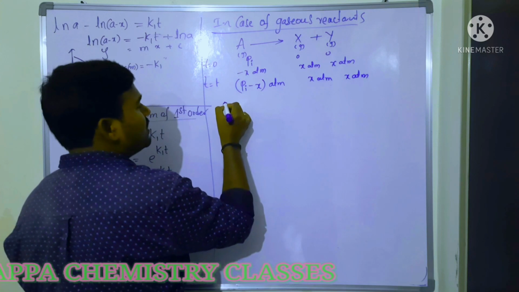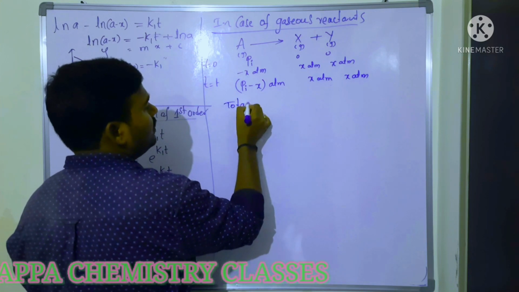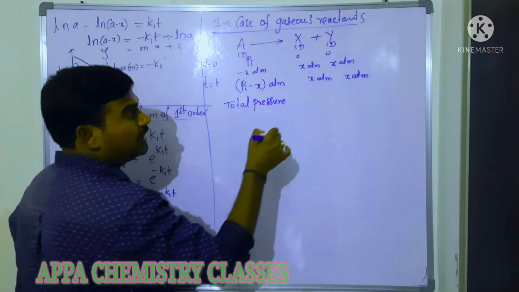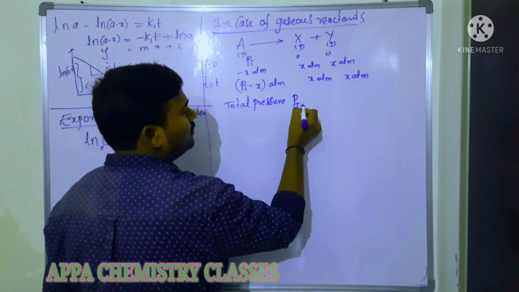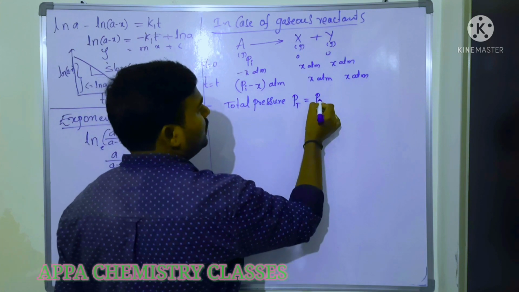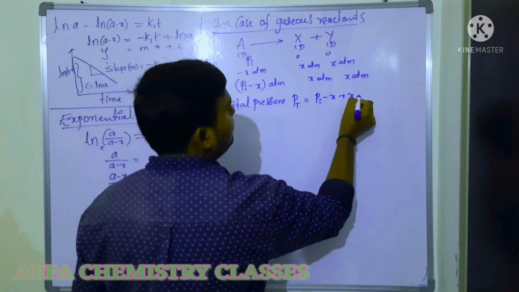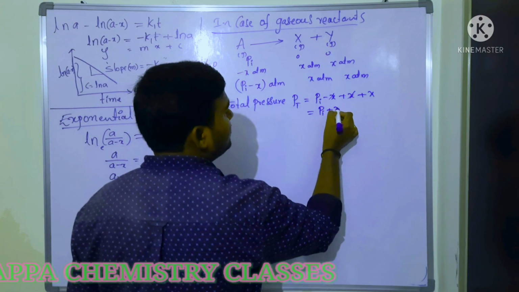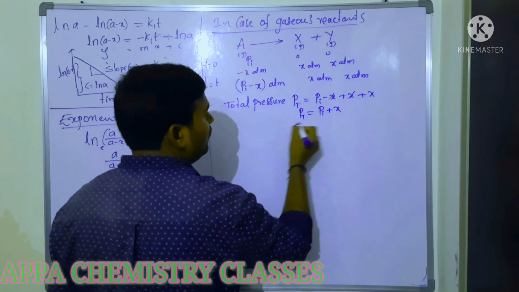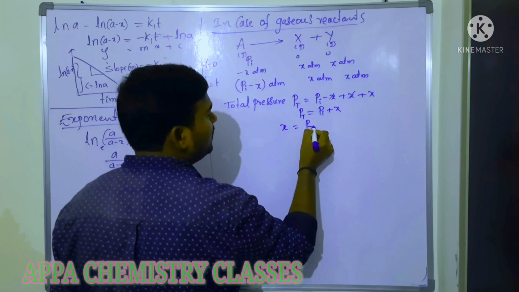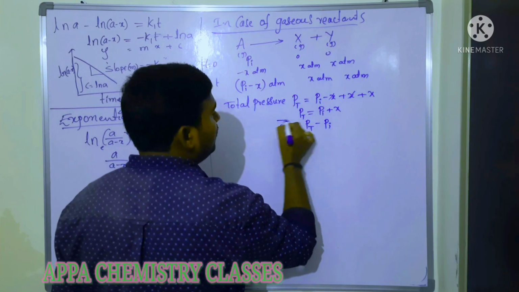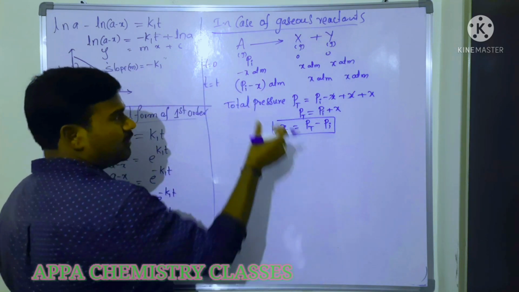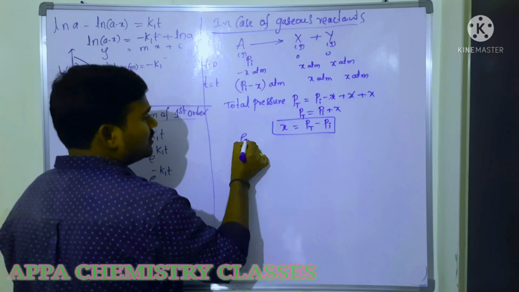Now what will the total pressure be? The total pressure after time t is PT. PT is equal to Pi minus x plus x plus x, that is Pi plus x equals PT. So from that, x is equal to PT minus Pi. Then you substitute this x value in the final pressure, that is the final pressure.